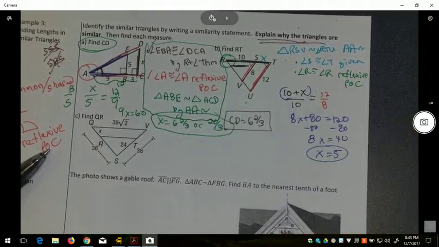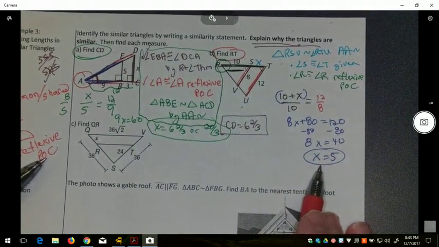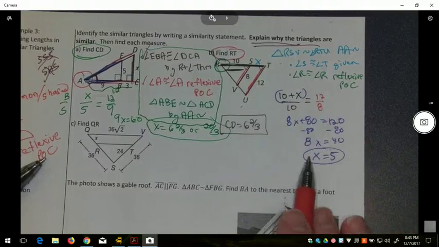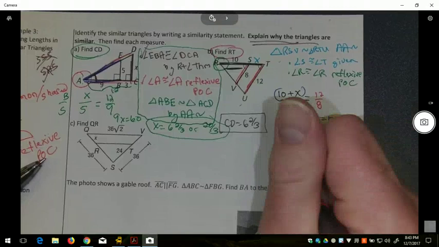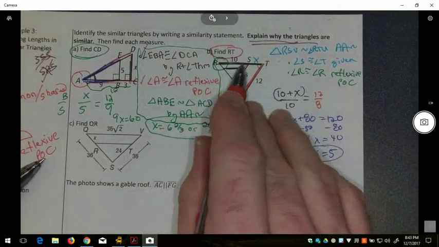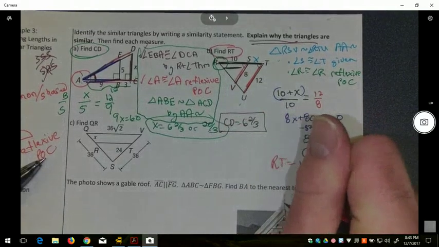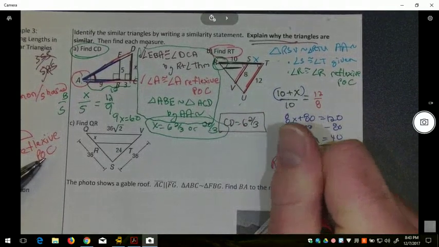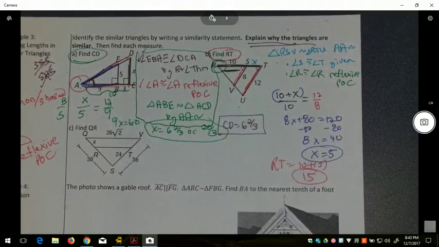That's great, but in this case, unlike the last one, RT is not the value of x, because that's not how I chose to set up the problem. So if I answer 5, or if that was an answer on a multiple choice test, even though I've done all this great work, it would be marked incorrect. Because RT is the whole length. Segment addition postulate says 10 plus x. So 10 plus 5, which is 15. And again, they didn't tell us the units, so 15 units, whatever that is.